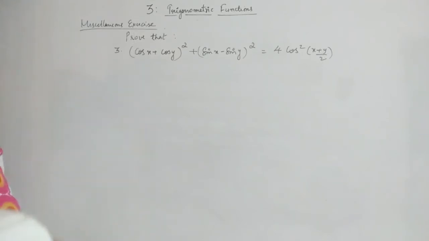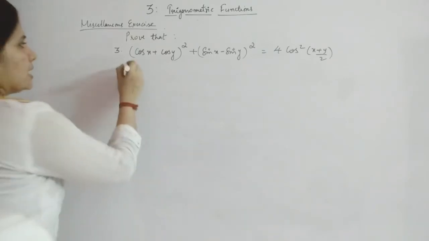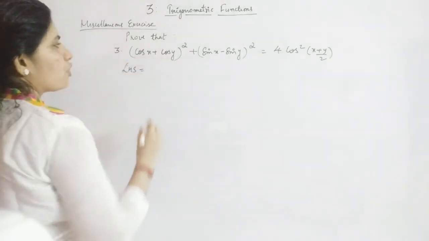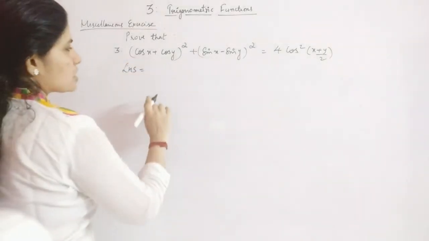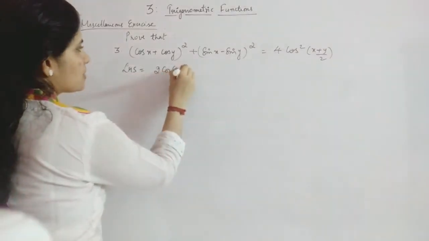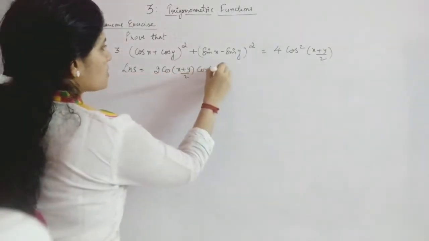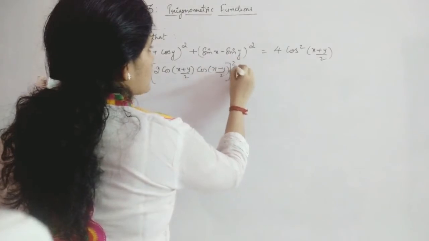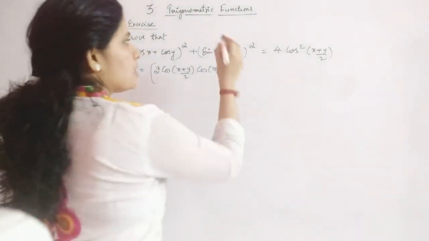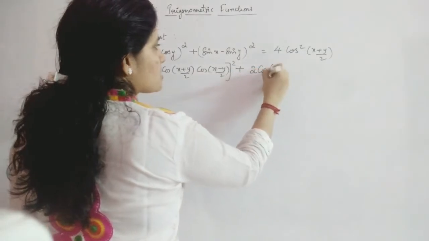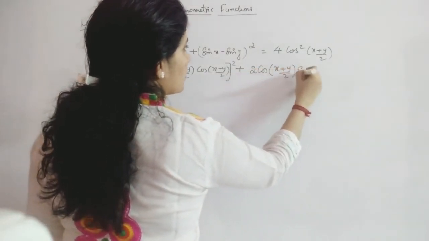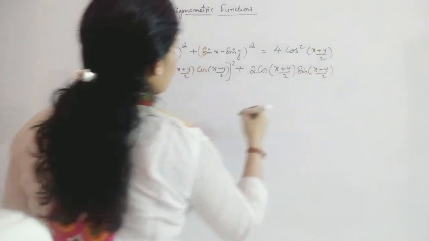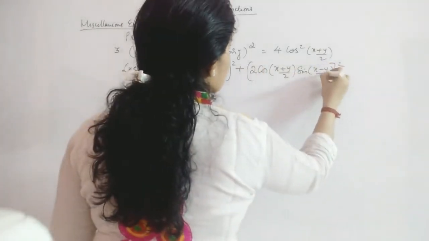Third question is (cos x plus cos y) the whole square plus (sin x minus sin y) the whole square is equal to 4 cos square of (x plus y) by 2. So again starting with LHS and using the formula of cos x plus cos y. What is cos x plus cos y? It is 2 cos of (x plus y) by 2 cos of (x minus y) by 2. And you have whole square here, plus sin x minus sin y is, you have 2 first cos angle, that is cos of (x plus y) by 2, then sin angle, which is sin of (x minus y) by 2. And again you have whole square here, right?